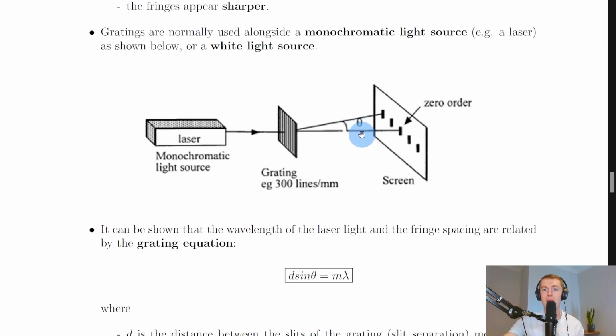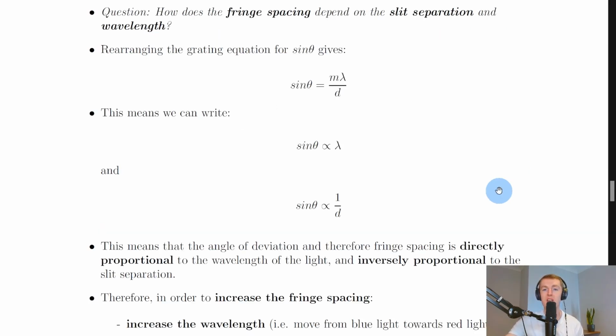So if the angle to the maximum theta decreases, then we could say that sine theta decreases as well, because theta and sine theta are directly proportional, but that also means the fringe spacing decreases, since sine theta and fringe spacing are directly proportional. So if one decreases, the other decreases. We could say the opposite is true as well. So if we were to increase the angle to the maximum theta, then that means sine theta increases, and therefore the fringe spacing also increases, and that would cause the fringes to get further apart. And we can show this by manipulating the grating equation.